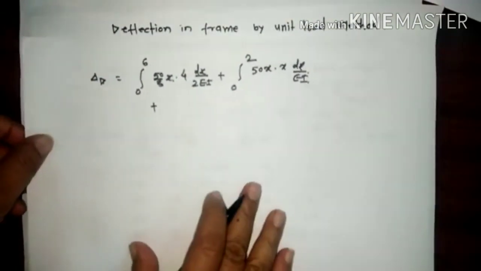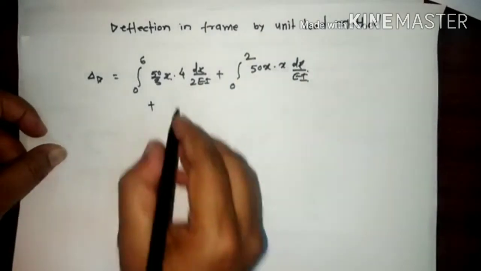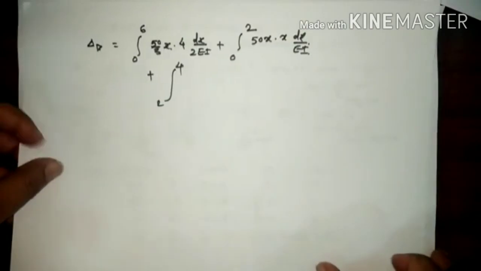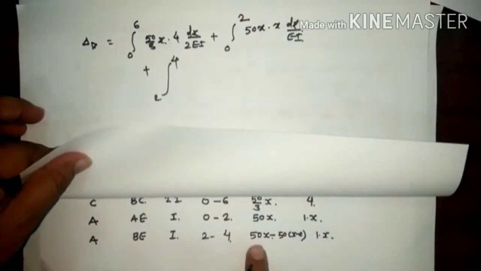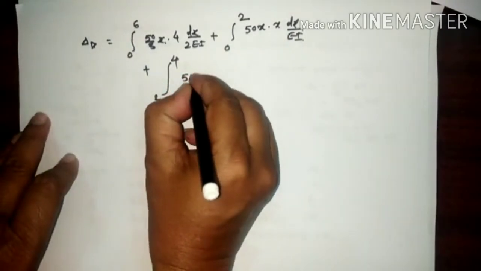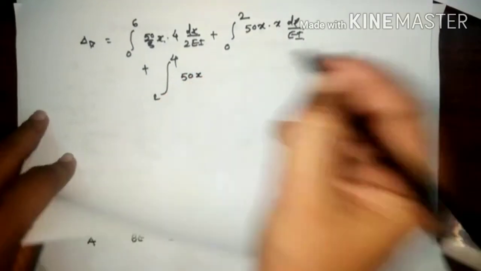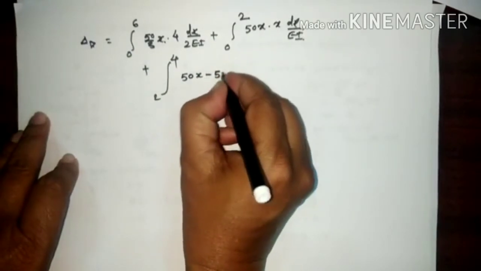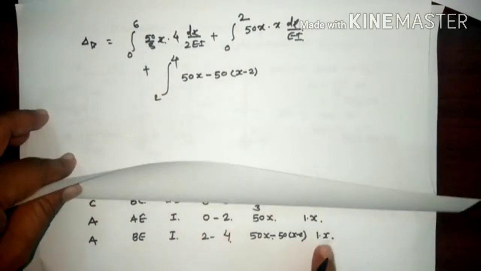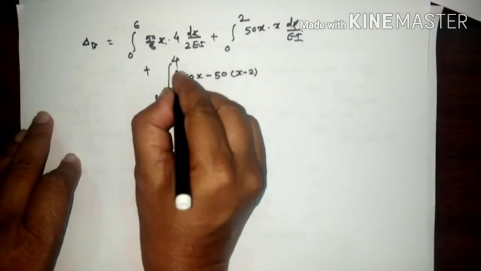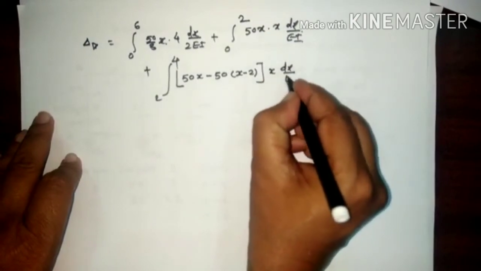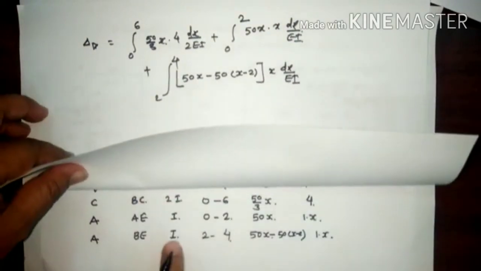And the third one here, integration is 2 to 4. Okay, value is what? 50x minus 50 into x minus 2. So 50x minus 50 into x minus 2 into the x. So this total multiplied by x dx upon the EI, because here I is equal to I.